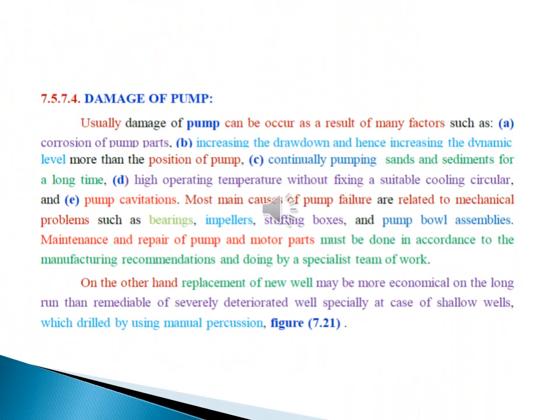Damage of pump. Usually damage of pump can occur as a result of many factors such as corrosion of pump parts, increasing the drawdown and hence increasing the dynamic level more than the position of the pump, continually pumping sands and sediments for a long time, high operation temperature without fixing a suitable cooling circuit, and pump cavitation. Maintenance and repair of pump and motor parts must be done in accordance with the manufacturer's recommendation and by a specialist team of work.